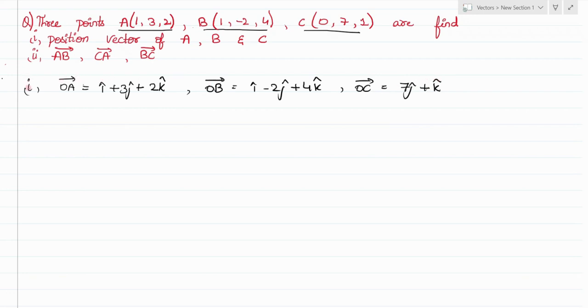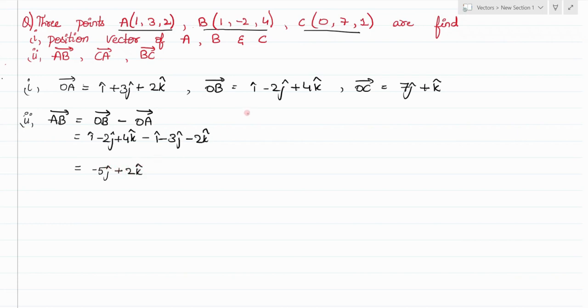So next, we need to find the value of AB vector. AB vector is nothing but, I already told you, position vector with respect to the terminating point, that is B, minus position vector with respect to the initial point, that is A. Now you will get it as OB, which is i minus 2j plus 4k, minus OA, that is minus i minus 3j minus 2k. Finally, i and i will get cancelled, and the remaining is minus 5j plus 2k cap.